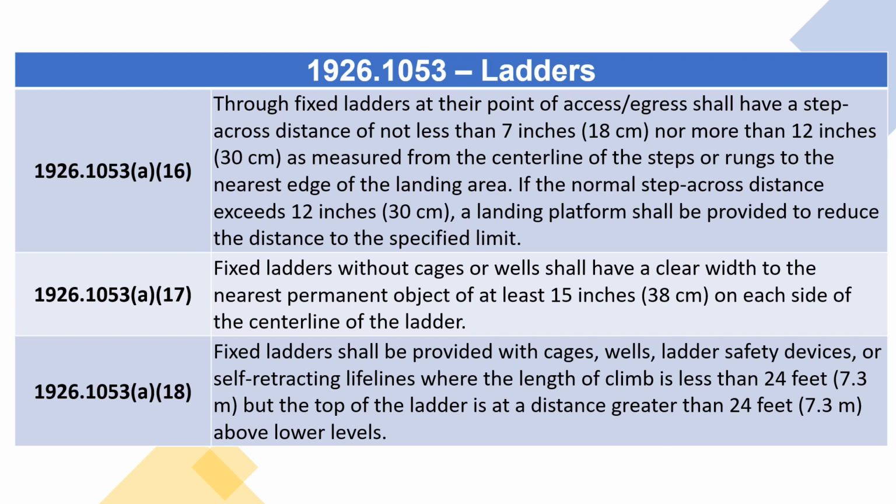1926.1053(a)(18). Fixed ladders shall be provided with cages, wells, ladder safety devices, or self-retracting lifelines where the length of climb is less than 24 feet (7.3 meters), but the top of the ladder is at a distance greater than 24 feet (7.3 meters) above lower levels.